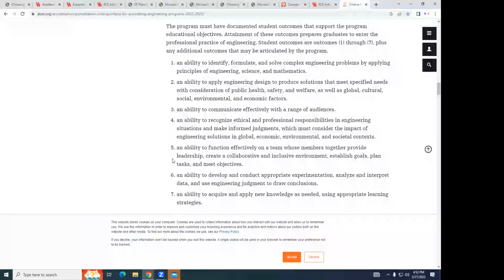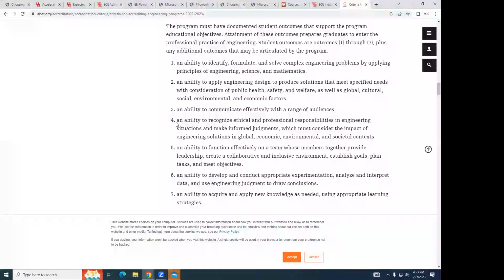you have satisfied these 7 outcomes: an ability to identify, formulate, and solve complex engineering problems by applying principles of engineering, science, and mathematics. And how do we do that? We look at courses like electronics, where you're solving complex engineering problems in the lab and in the classroom.